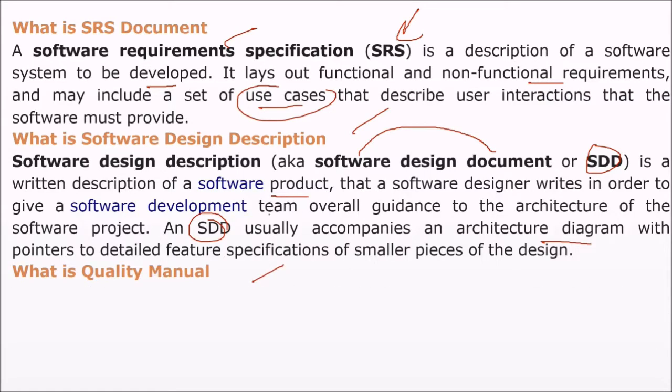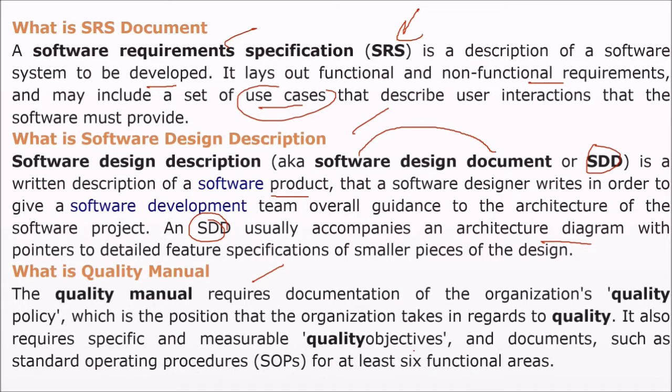What is quality manual? The quality manual requires documentation of the organization's quality policy, which is the position that the organization takes in regards to quality. It also requires specific and measurable quality objectives and documents such as standard operating procedures for various functional areas.